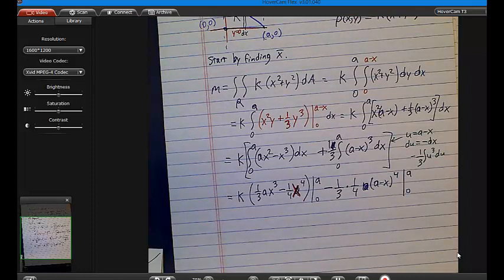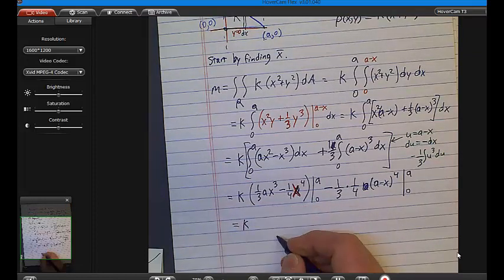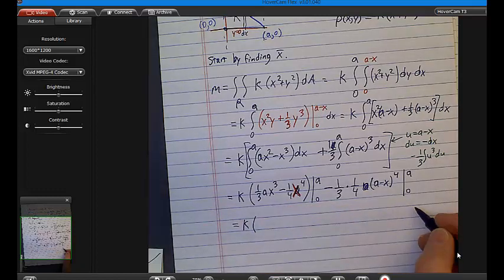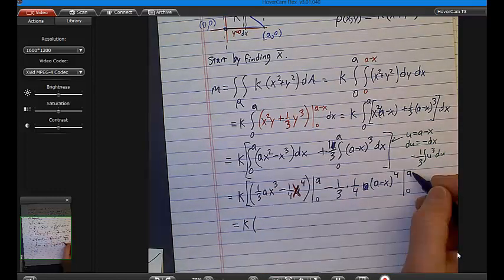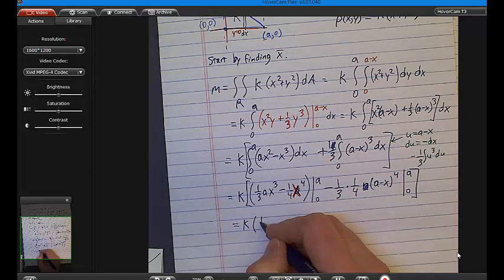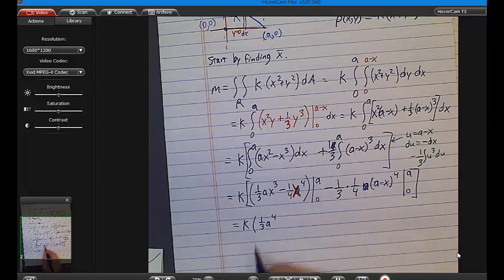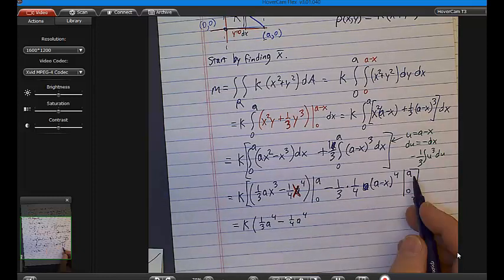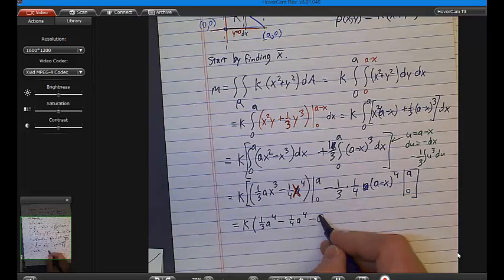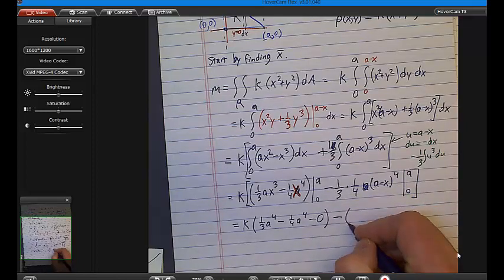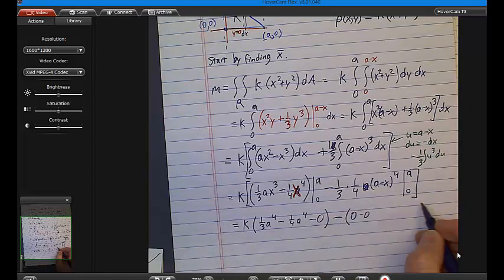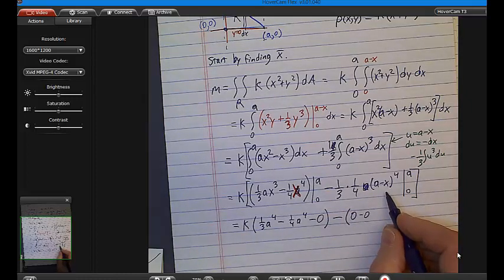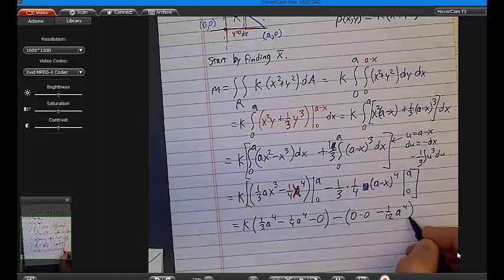We have k times what? Well, all this stuff times k, right? 1/3 a to the 4th when you plug in the a, minus 1/4 a to the 4th. And then when you plug in a here, it's minus 0, right? And then you subtract, when you plug in your zeros, you have a 0 minus 0. But when you plug in a 0 here, it's minus 1/12 a to the 4th. So it's a whole bunch of a to the 4ths, right?